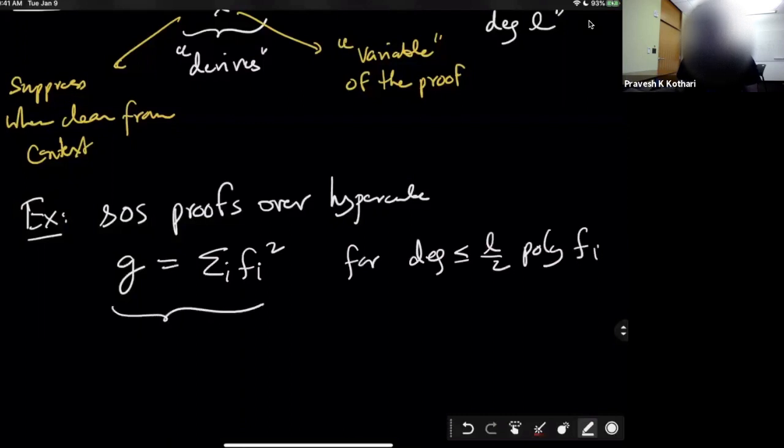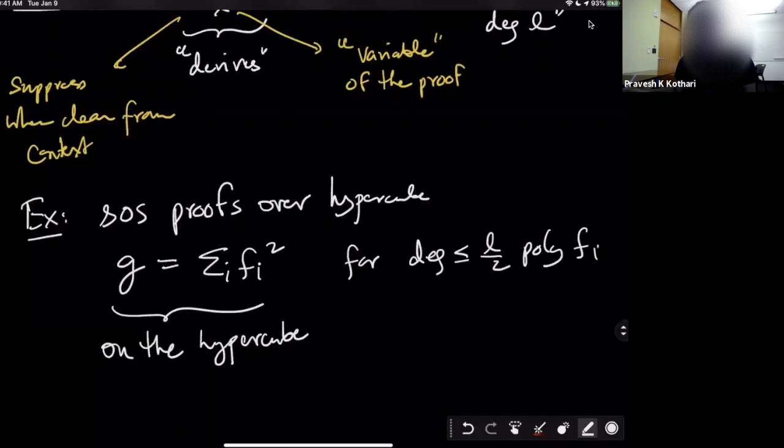This equality only needed to hold on the hypercube. We didn't force them to be equal as polynomials over the reals, if you recall. We only force them to be equal as functions on the hypercube. Then we said that is equivalent to G and the sum of Fi squared having the same coefficients after multilinear reduction.